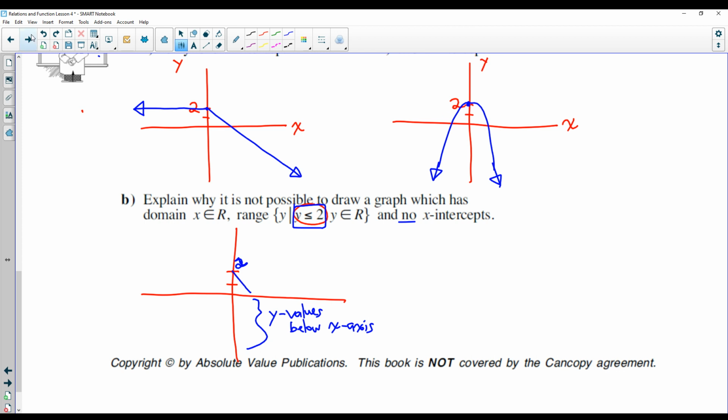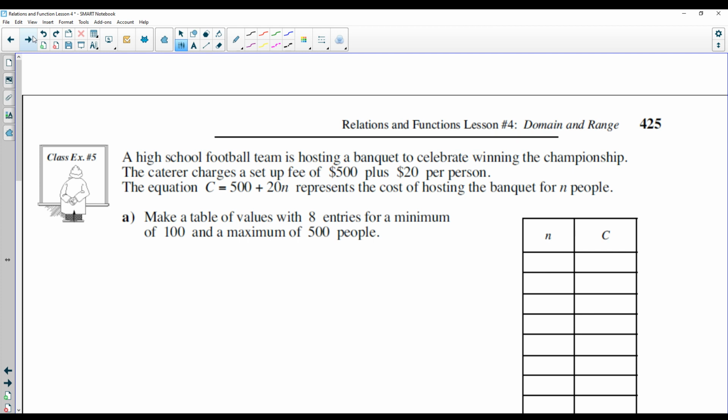All right, let's apply this to a word problem. It says a high school football team is hosting a banquet to celebrate winning the championship. The caterer charges a setup fee of $500 plus $20 per person. The equation C is equal to 500 plus 20n represents the cost of hosting the banquet for n number of people. Make a table of values with 8 entries for a minimum of 100 and a maximum of 500 people.